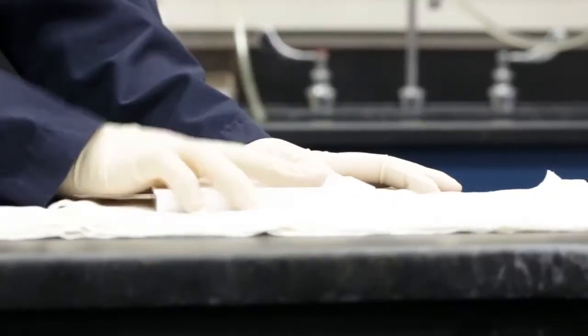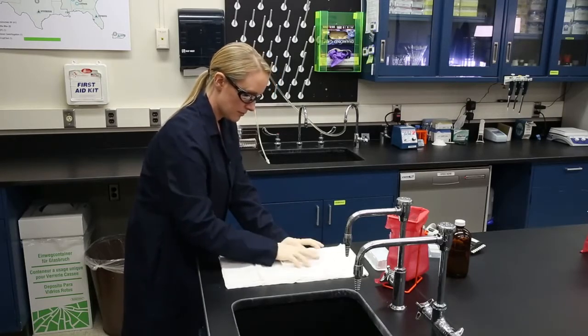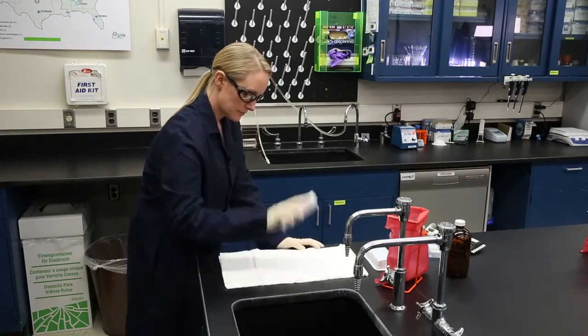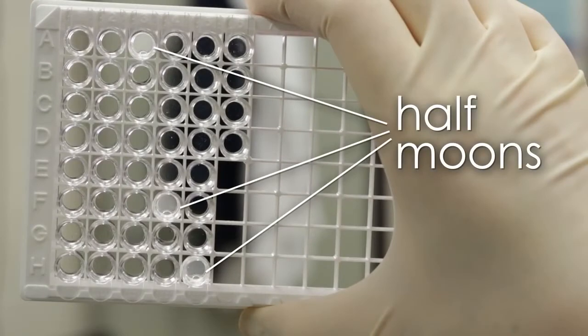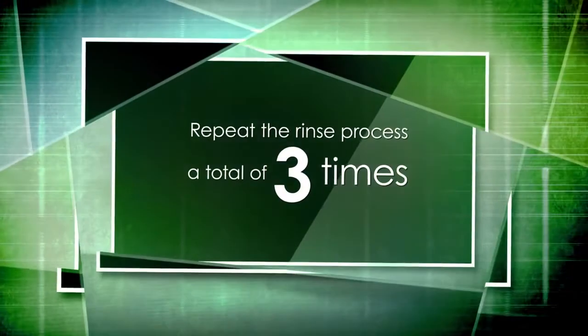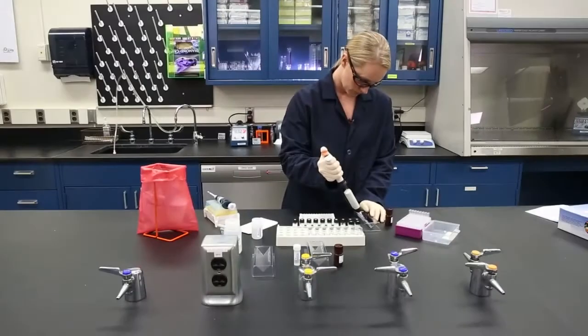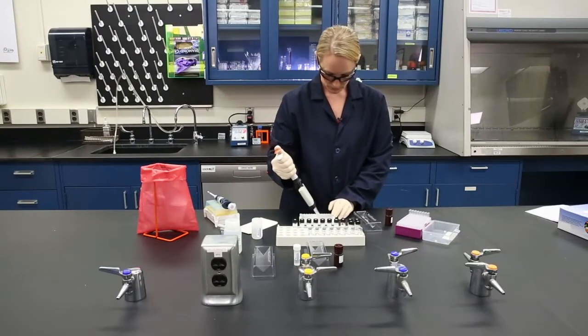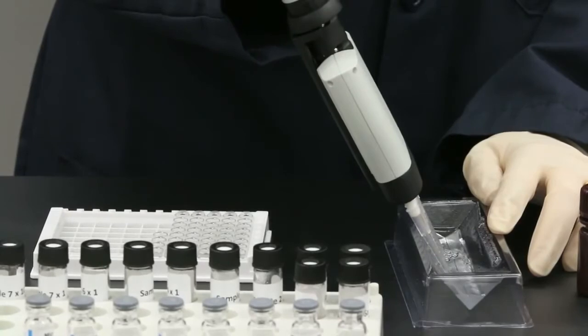Remove the wash solution from the wells by aggressively striking the inverted plate on absorbent towels until there are no bubbles, droplets, or half moons in any well. Hold the plate up to the light to see if any solution remains. Repeat the rinse process a total of 3 times. Add 100 microliters of enzyme conjugate solution to each well using the multi-channel pipette.